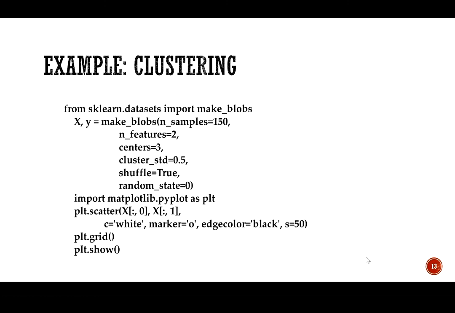Then we use the matplotlib library to visualize the generated data. So we have the scatter plot here, 2 columns. So you can see we present them. The color is white, marker is a circle or o, and we show them.